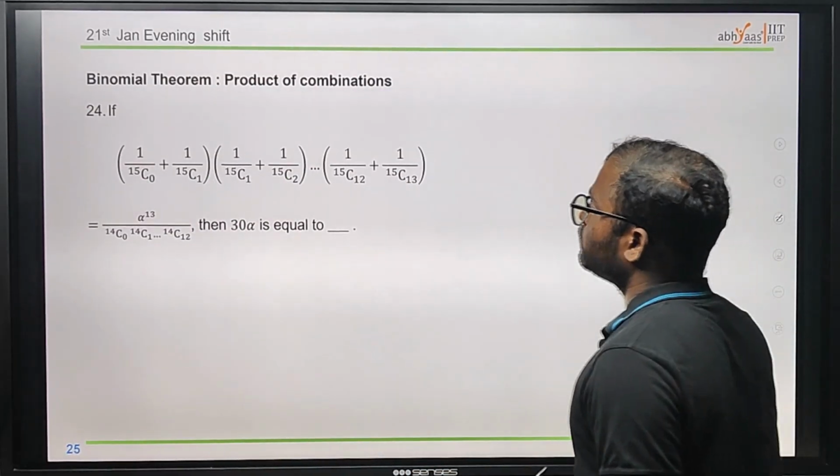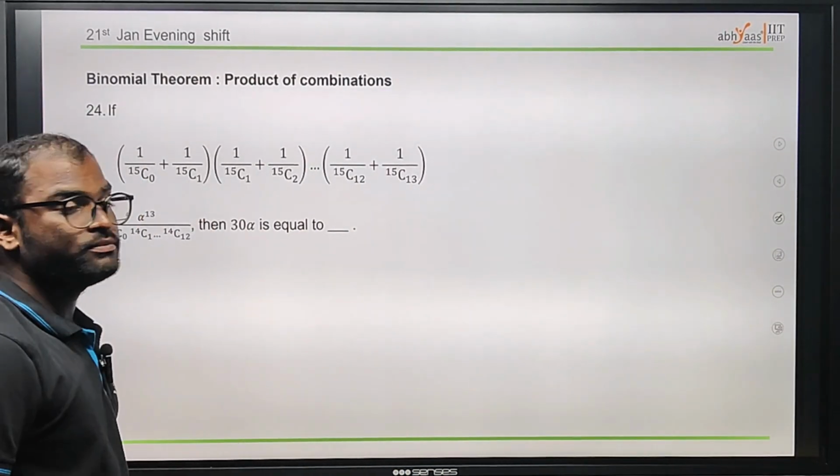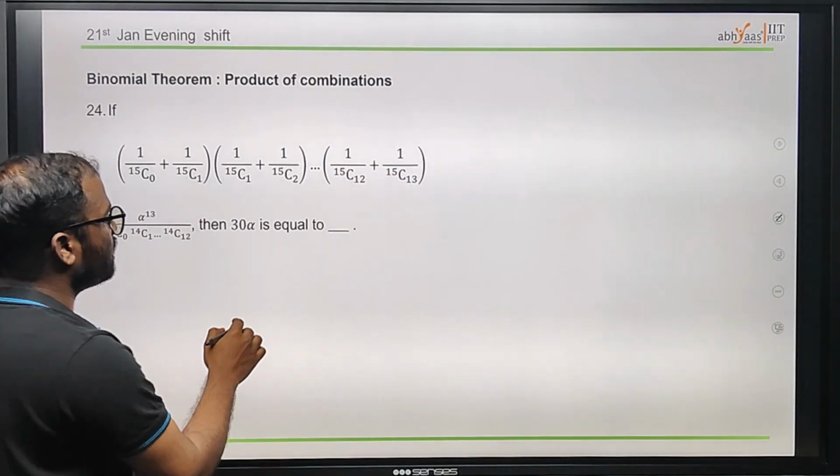And next we have the binomial theorem. Just see here, just make it like a simple general term.